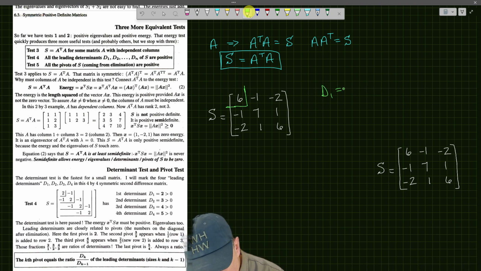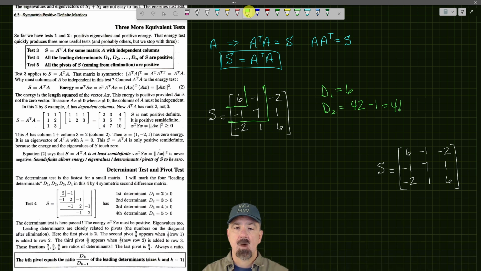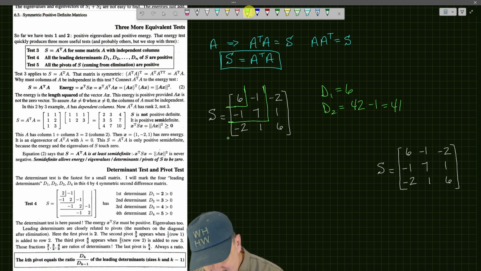So he calls that D1, which is 6. Then, second row, second column, grab that 2 by 2 matrix and find the determinant of the 2 by 2 matrix, which we can see is 42 minus 1, which is 41, also positive. And then we just keep doing this.